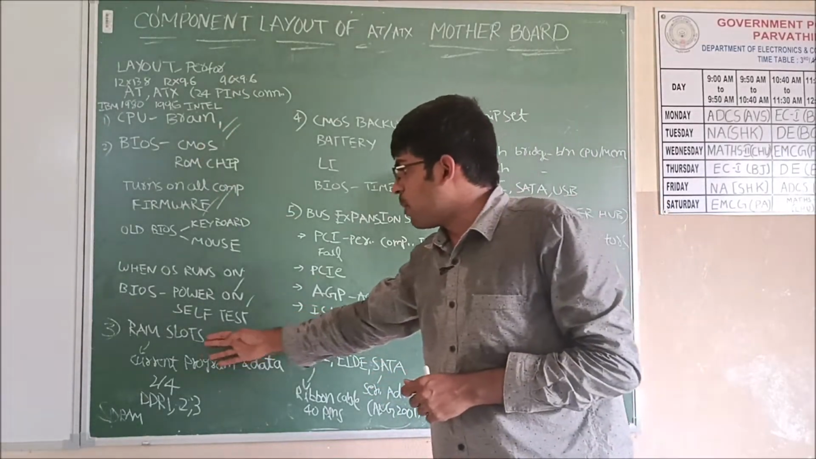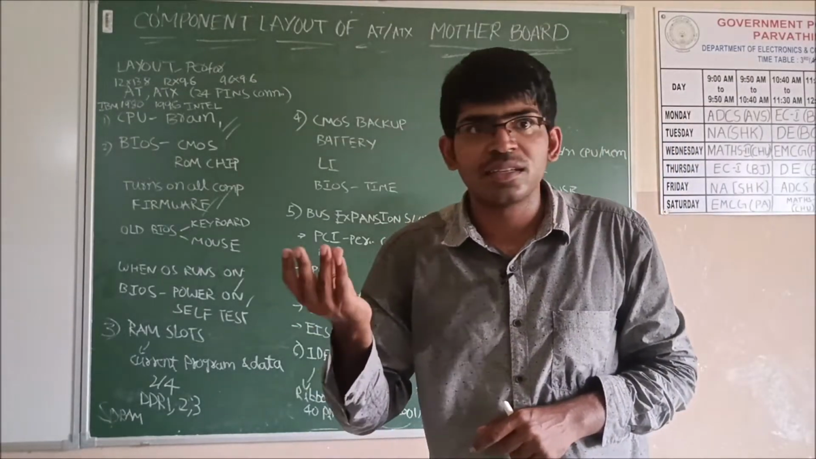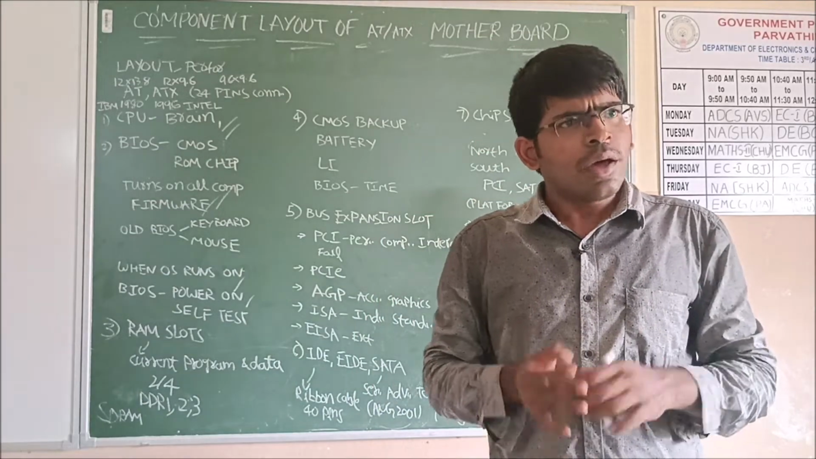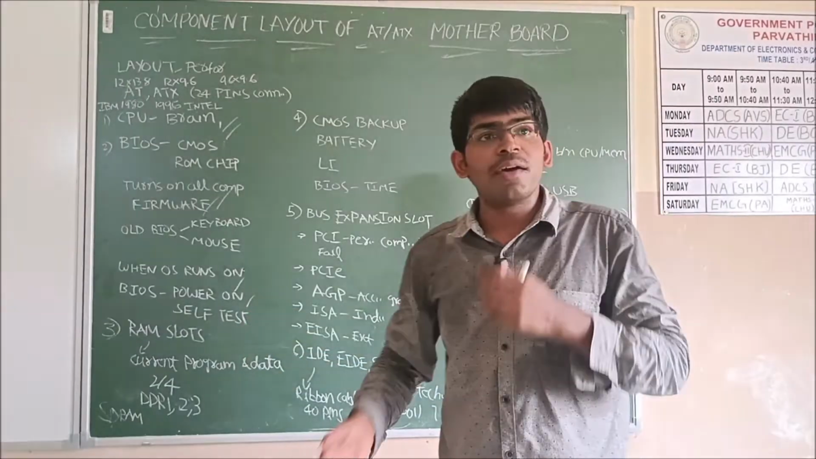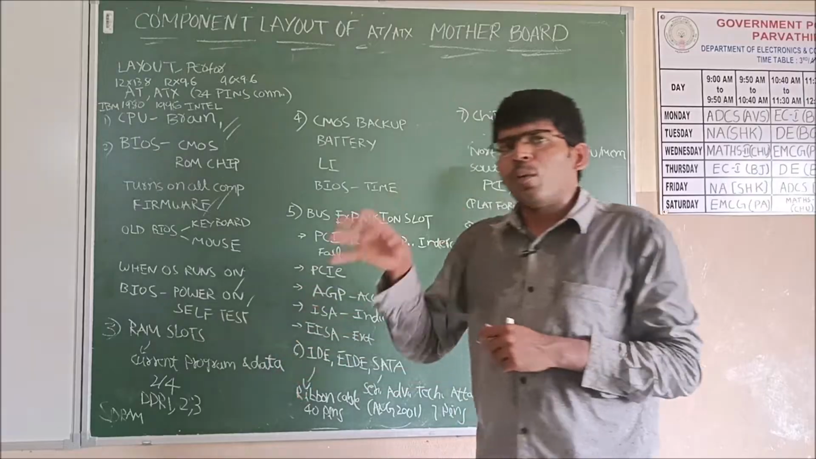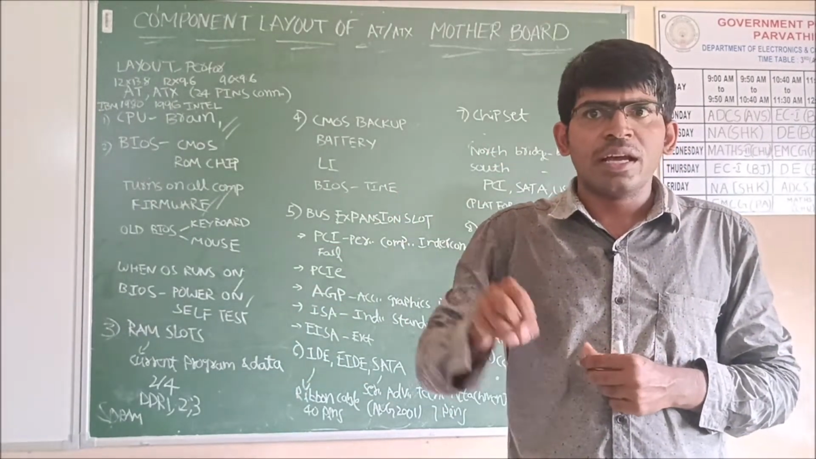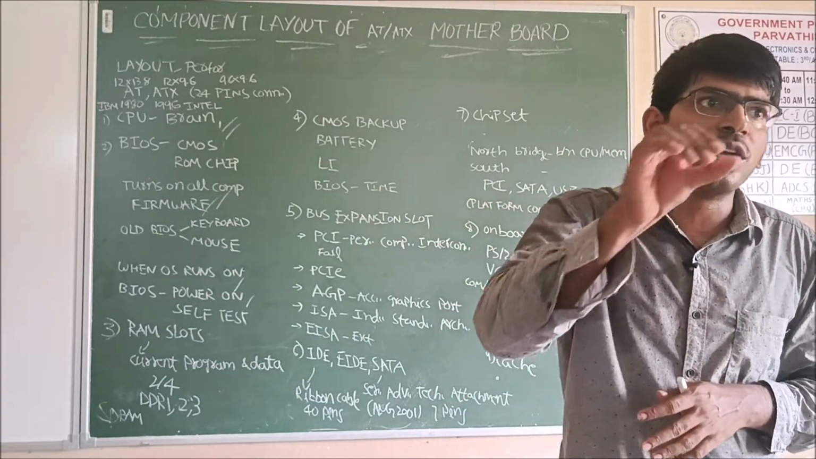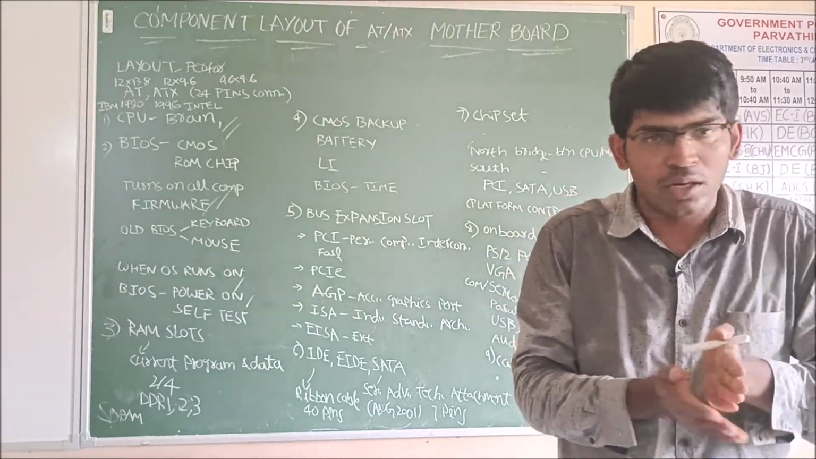Now we are discussing RAM slots. RAM means? Very good. Random access memory. Randomly I am accessing memory. So we have different slots on the motherboard. Whatever current program and current data the processor is using is stored in the RAM. That particular RAM we will place in the RAM slot.